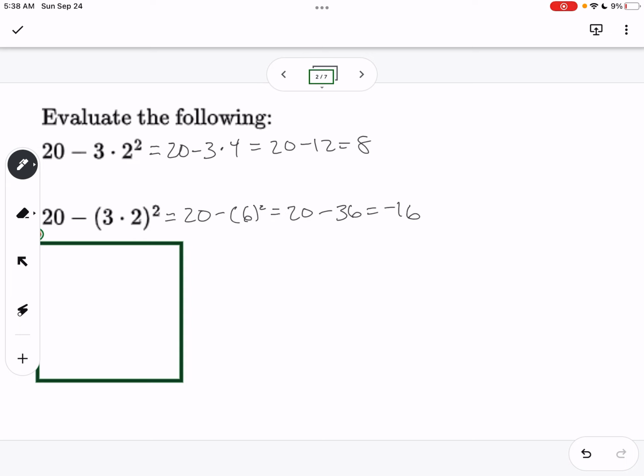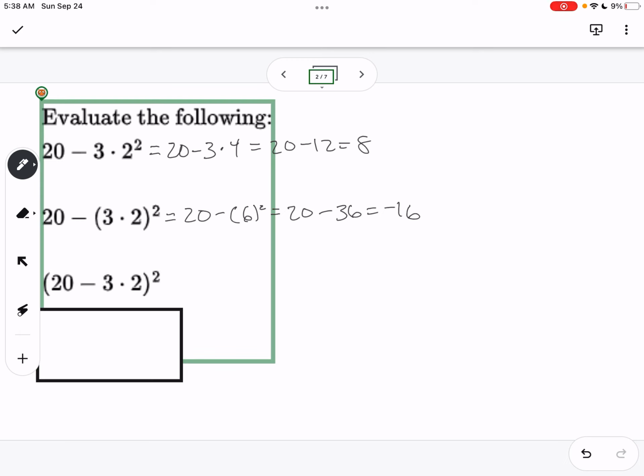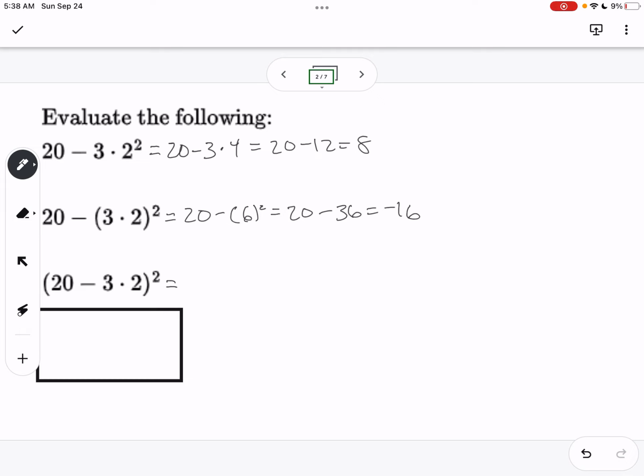We can have the entire 20 minus 3 times 2 inside parentheses. So we start inside our parentheses and we follow the rest of the order of operations. So we do not subtract first, we multiply first. So inside of our parentheses we have 20 minus 6, that quantity squared. We have 14 squared, which is 196.